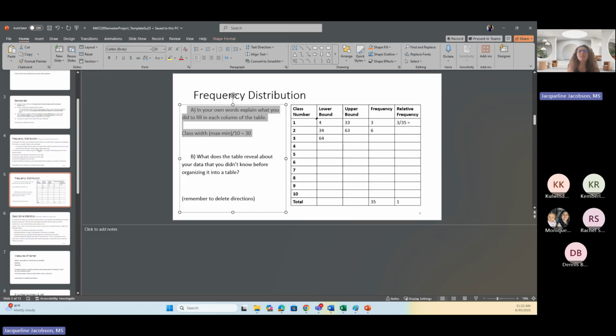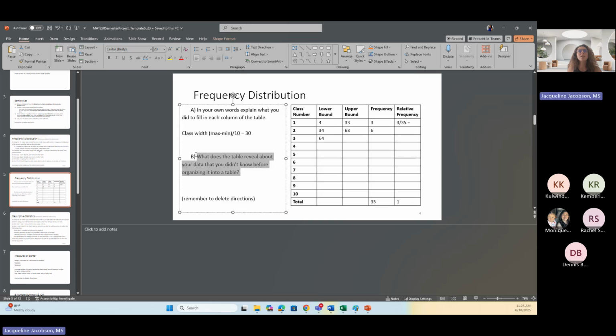Class width is equal to this. I started my lower bound for my first class at the minimum. I added my class width to continue to get my lower bounds. I determined my upper bounds because it's 1 less than the next lower bound. I find my frequency by determining how many values are in each class. I determine my relative frequency by taking its corresponding frequency, dividing by 35, and I get the relative frequency. I make a check to make sure the sum of these columns is this.